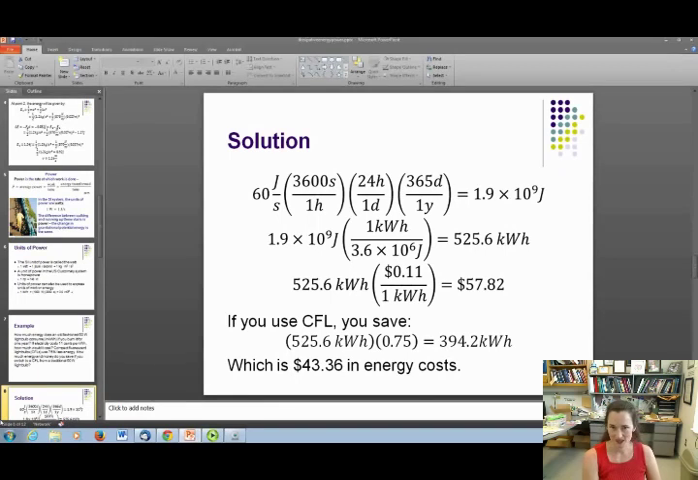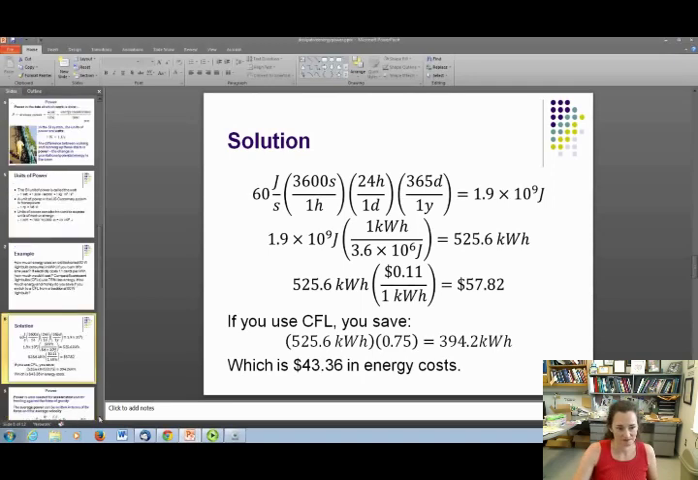Now, it's a 75% savings if you use a CFL. So let's multiply 0.75 times the number of kilowatt hours consumed and see how much you'd save if you switched to a CFL. 525.6 times 0.75 gives you 394.2 kilowatt hours, and that would be the energy savings. If you multiply that times 11 cents per kilowatt hour, then you would save $43.36 in energy costs per year for one light bulb that you ran round the clock.